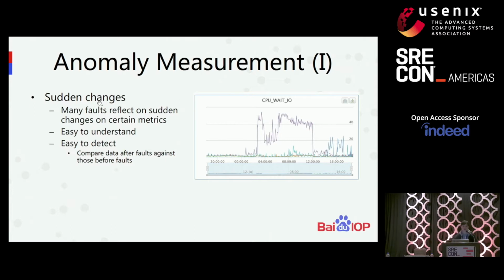So here are the details. For the anomaly measurement, we focus on sudden changes. A sudden change is a sudden rise or sudden drop on specific metrics. We choose this because a lot of faults are reflected as sudden changes on certain metrics, so the coverage is quite good. Secondly, when we show the results to the engineers, they find sudden changes easy to understand. And the last is that sudden changes are easy to detect in our algorithm. We only need to compare the data after the fault against the data before the fault.